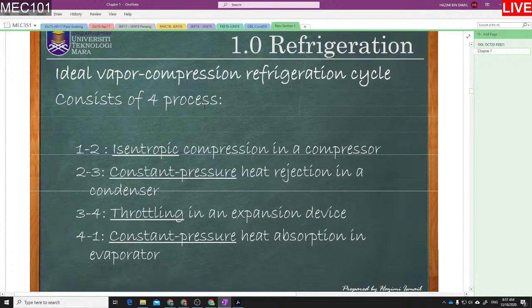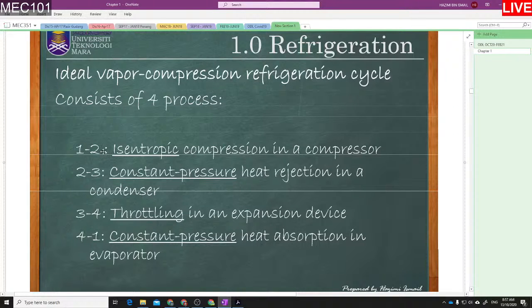Similar to the process of the Rankine cycle or gas turbine cycle, we have 4 processes. Okay, so this one, isentropic, surely you have heard about it in MEC251. Constant pressure, also a similar term. Throttling, a familiar term, or maybe not. Okay, we will go through it later. Constant pressure is also quite a familiar term.